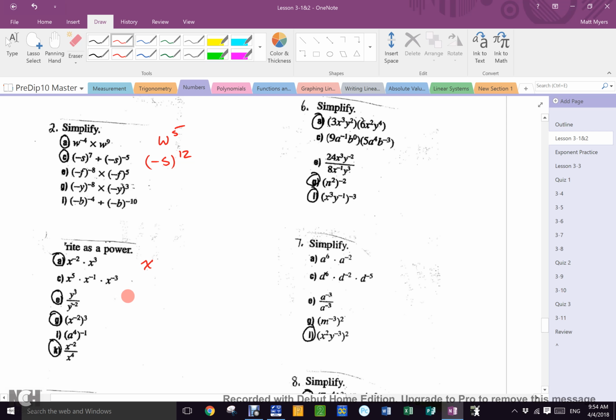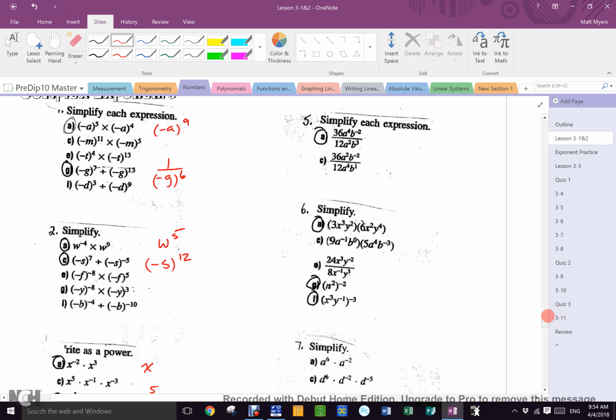Keegan. E. Close. Y to the fifth. 3 minus minus 2. G. Jad Winder. X to the 6. Close. That's a negative. So it's 1 over x to the 6th. And K. Luke. That would be... making sure I did it right. Yeah, 1 over x to the 6th. Absolutely correct.